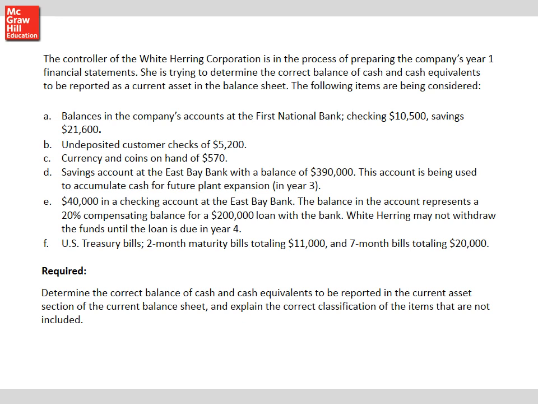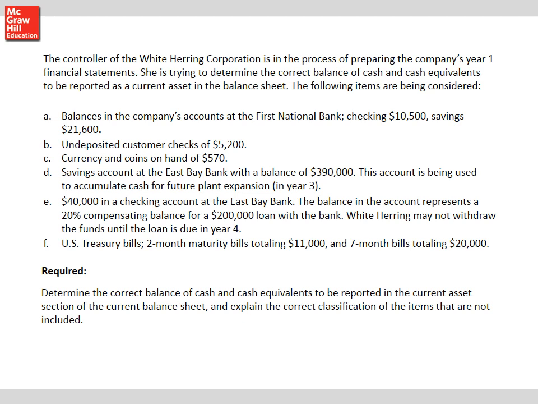financial statements. She is trying to determine the correct balance of cash and cash equivalents to be reported as a current asset in the balance sheet. The following items are being considered. Balances in the company's accounts at First National Bank: checking $10,500, savings $21,600. Undeposited customer checks of $5,200. Currency and coins on hand of $570.